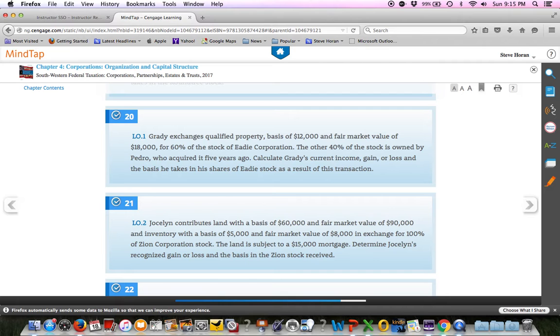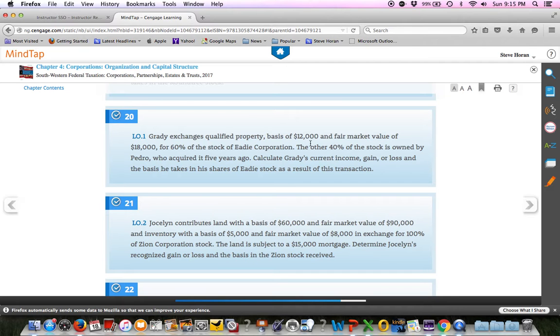Therefore, he's going to have a gain that he will have to recognize. And so what the gain will be, and I'll just describe this one, is the fair market value of the stock of $18,000, less the property transferred, which is the basis of $12,000. So the $18,000 minus the 12 is a $6,000 gain realized.